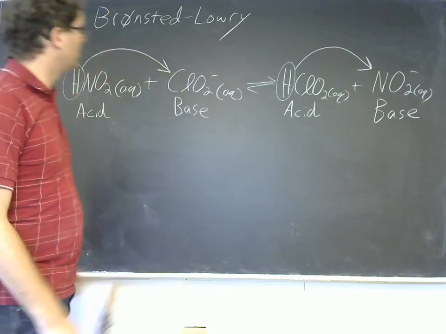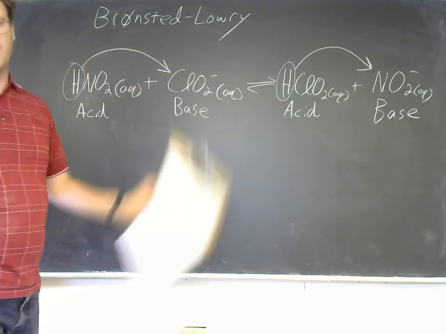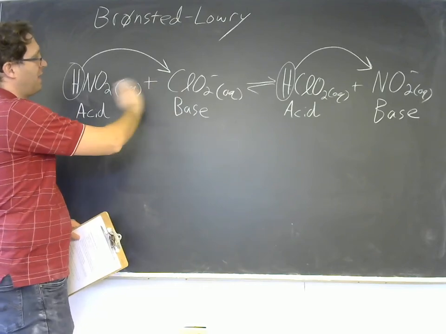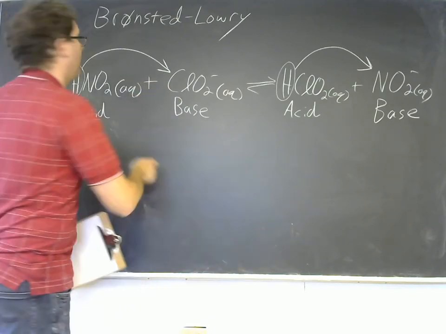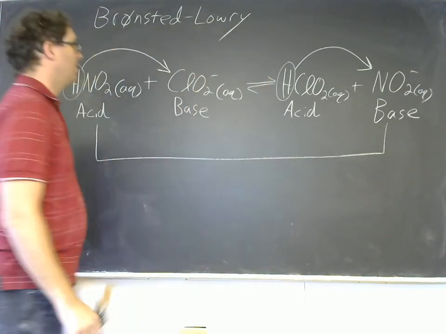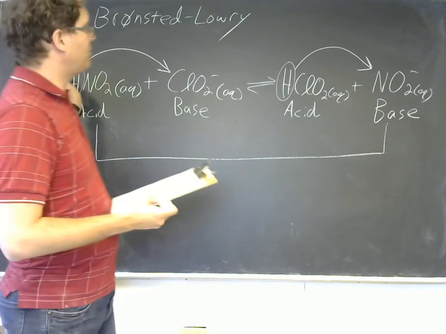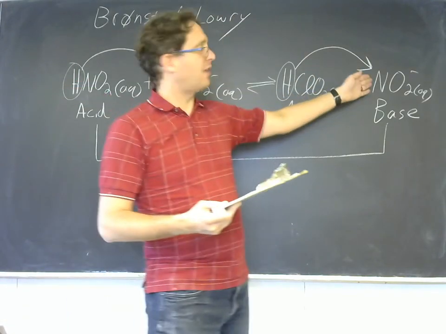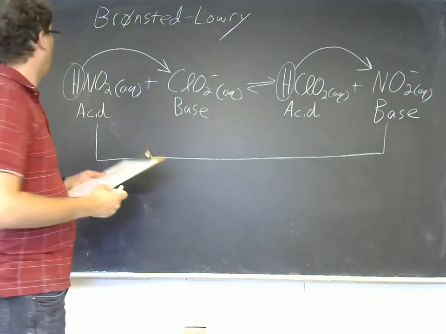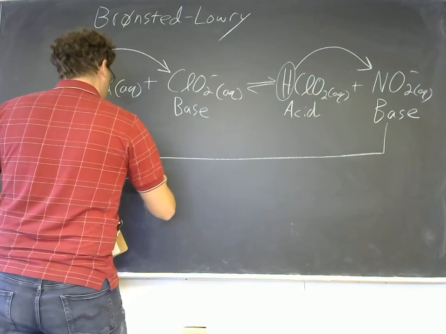Well, that sets up this really interesting relationship between the acids and the bases. Of course, nitrous acid and chlorite ion have a relationship as reaction partners. But nitrous acid and nitrite ion have a relationship of being just one hydrogen different from one another. The nitrite ion is the same as nitrous acid, but it's missing an H plus. And so we call these two conjugates of each other.